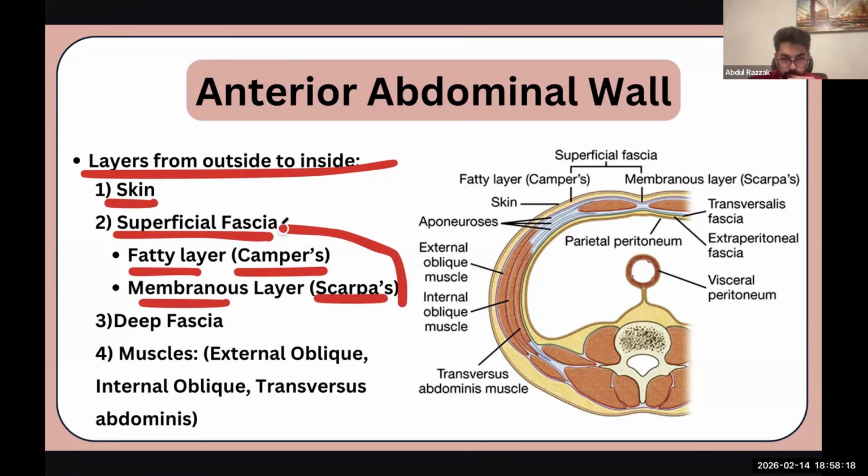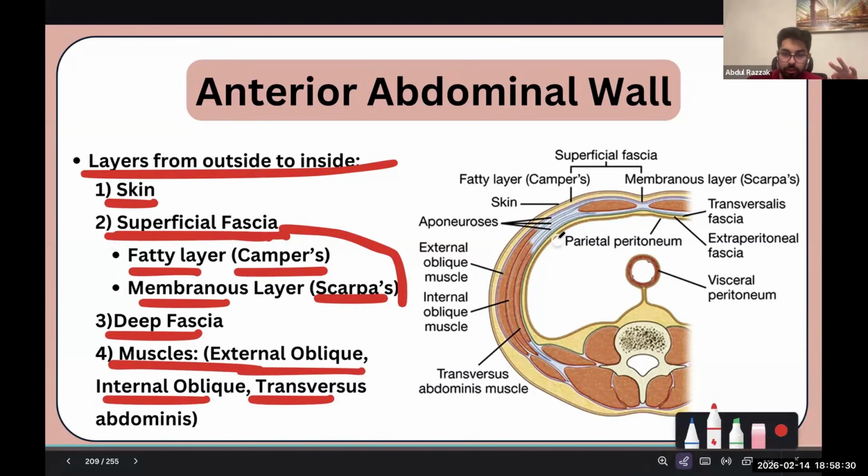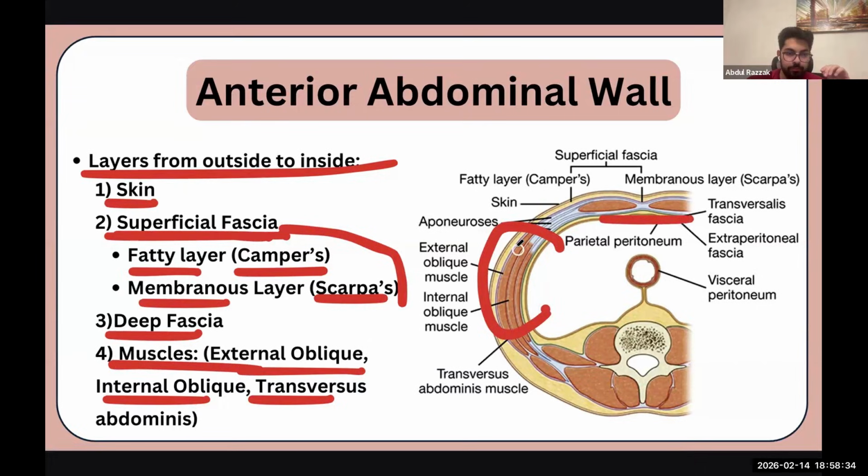Then you have the deep fascia. So after superficial fascia, it makes sense to have a deep fascia. Then you have muscles. There are 3 muscles: external oblique, internal oblique, and transversus abdominis. These are the ones on the side here. The one in the middle is a different one, which we're going to mention in a bit.